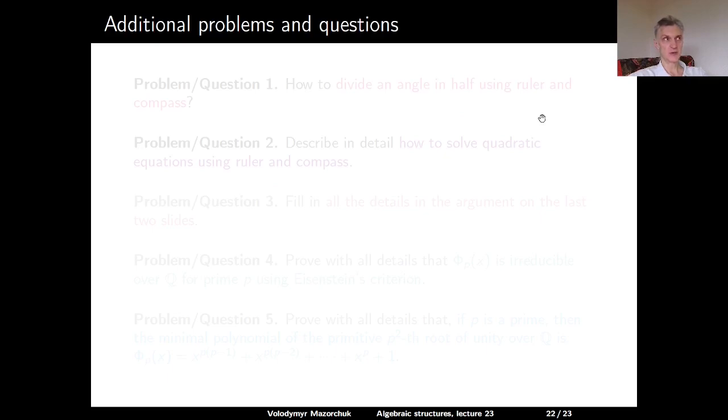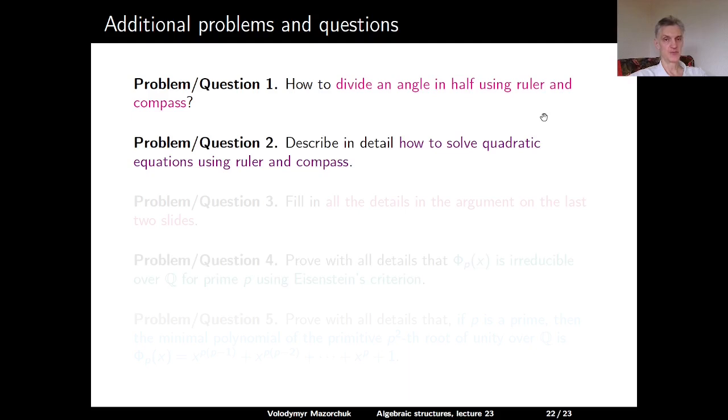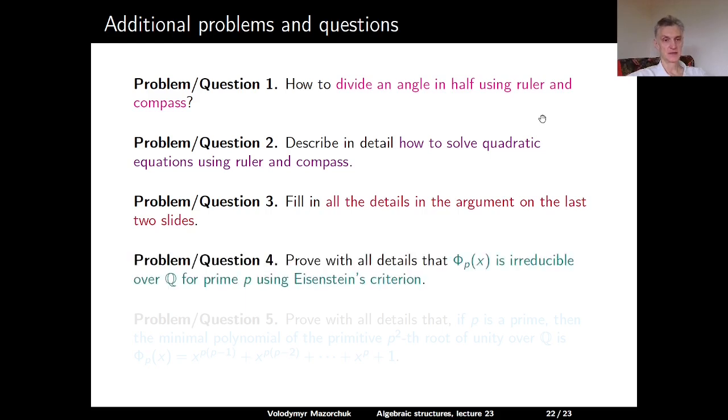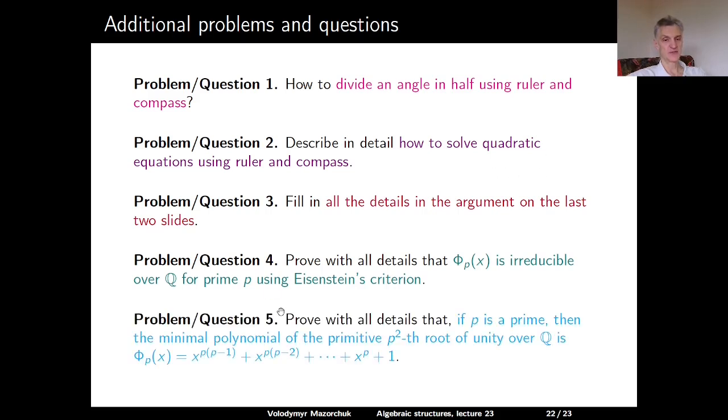Some additional problems and questions at the end. Problem question 1: How to divide an angle in half using ruler and compass. Problem question 2: Describe in detail how to solve quadratic equations using ruler and compass. Problem question 3: Fill in all the details in the argument on the last 2 slides. Problem question 4: Prove with all details that Φ_p(x) is irreducible over Q for prime p using Eisenstein's criterion. And problem question 5.